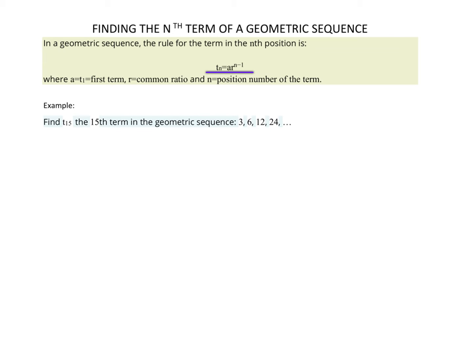We know that A, or T1, is equal to 3. We can also see here that R is equal to, because we are told it's a geometric sequence, it doesn't matter what pair we take, 6 over 3 or 12 over 6, 24 over 12. So our common ratio is 2, so we are multiplying by 2. We know that we're looking for T15, the 15th term, which means that n must be equal to 15. So let's substitute that into our rule.